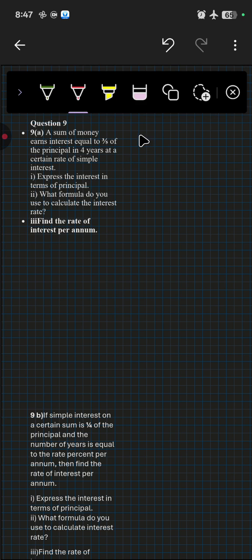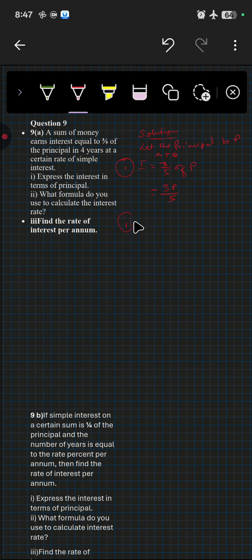So according to the question, now here is the solution. Let the principal be P, and then interest is equal to, according to the question, interest is 3 by 5 of principal, that is equal to 3P by 5. You can convert it into decimal if you want. If you don't want, you can keep it the same. Express the interest in terms of principal. That is done for question number 1.